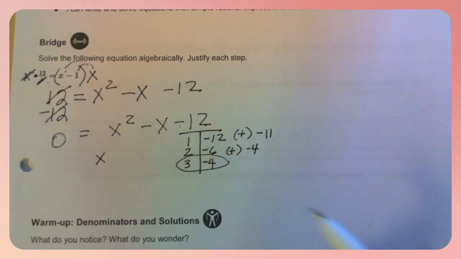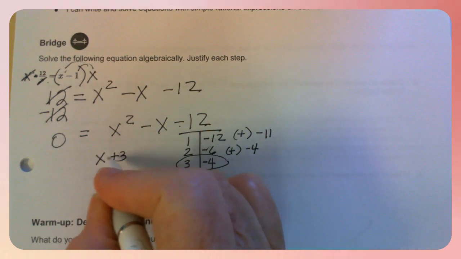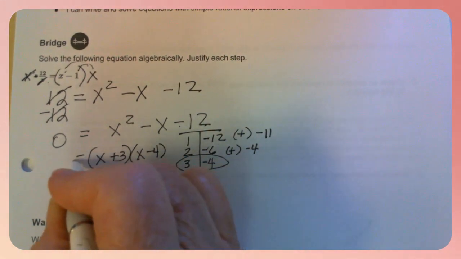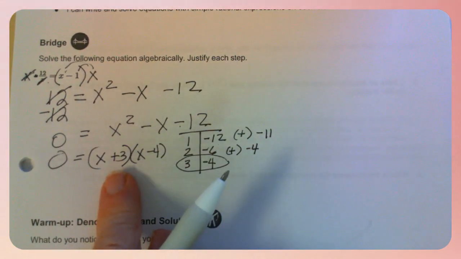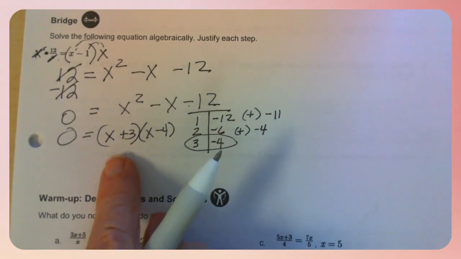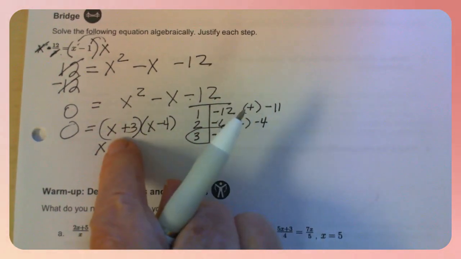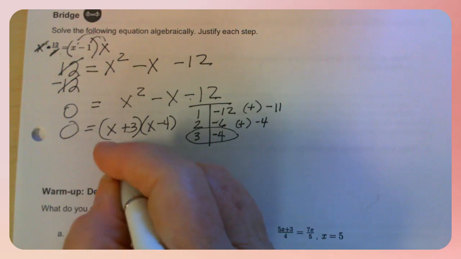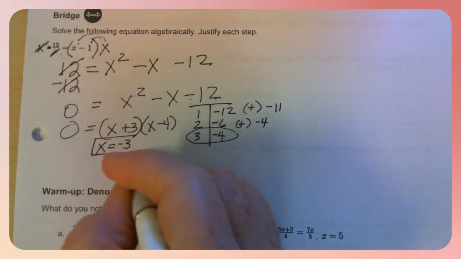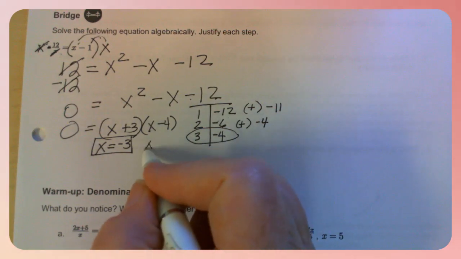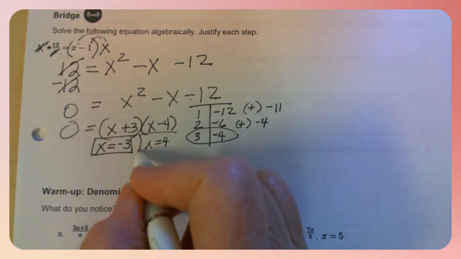So that factors into x plus 3 times x minus 4 equals 0. You'll set each factor equal to 0 and solve. I'm just going to skip to the solution. So x is equal to negative 3 for the first solution. For this one, you add 4 to both sides, and you get x is equal to 4.